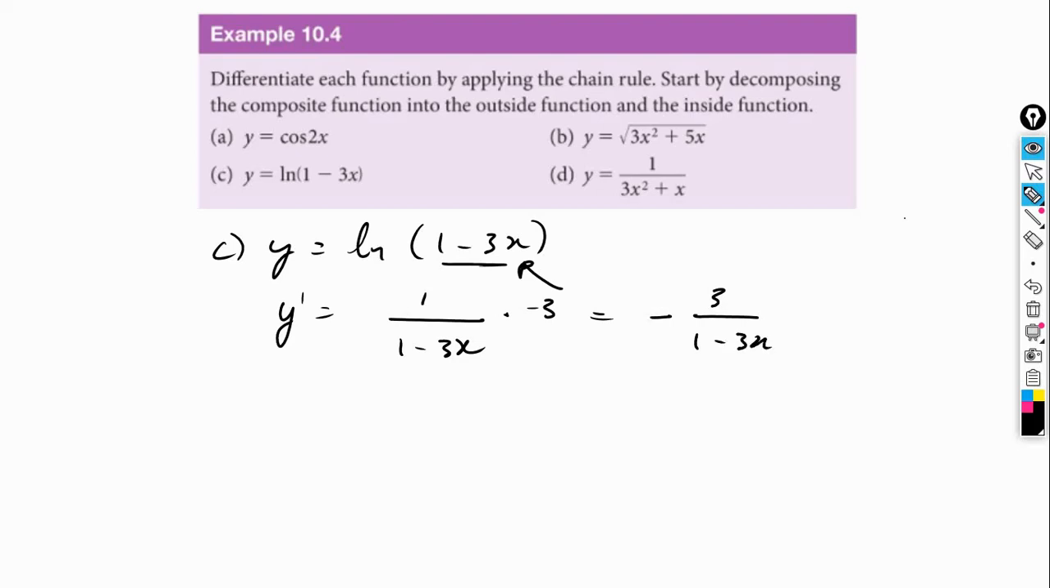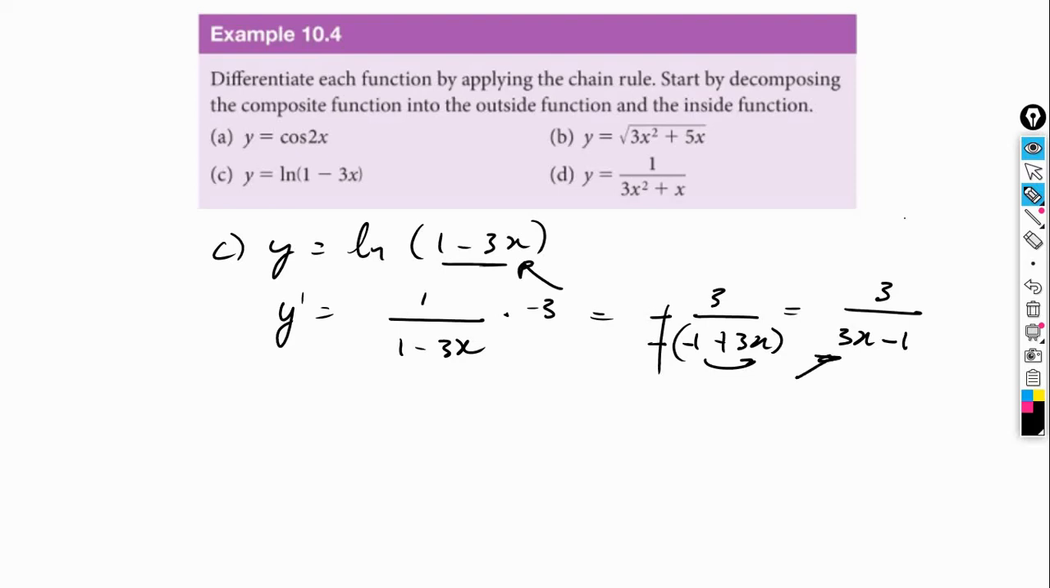So this can be rewritten as minus 3 over 1 minus 3x. And it's not uncommon that you're going to see this rewritten as 3 over 3x minus 1. Notice that if we change the signs in this, it would be the same as putting a negative in front, right? And then that cancels out the negative, and that's why you get this.